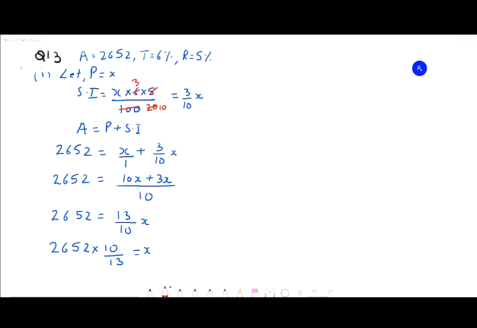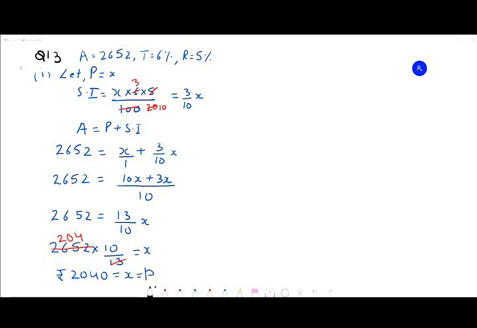Now cut it. 13, 2 is 26, then 52 is 4, 0, 4. So by multiplying this all, we will get 2040. This is my principal.